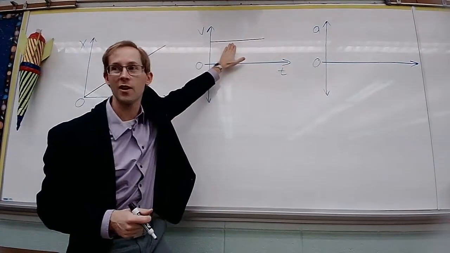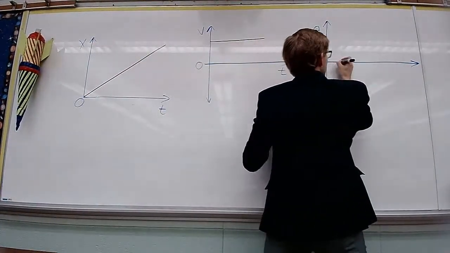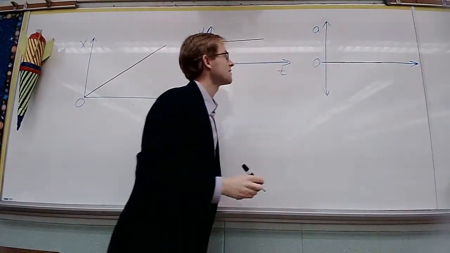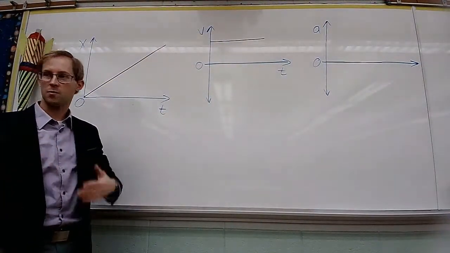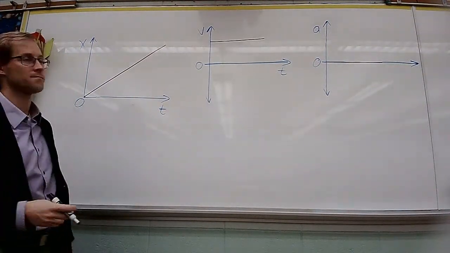If this slope represents velocity, this slope represents acceleration. What's the slope here? 0. So my acceleration is going to be 0. The shark is not picking up speed. He's not slowing down. So he's got no acceleration. And that's that.